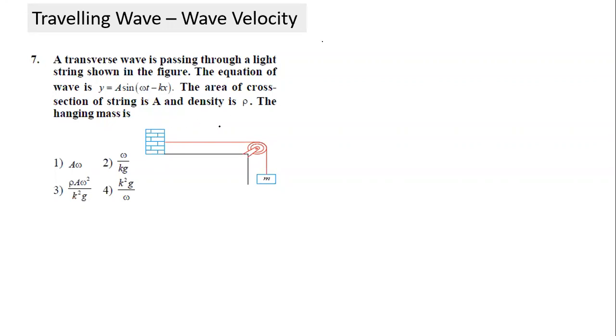Let's go through some applications of the same equation. What is the hanging mass? The equation is given; just read through it, it's a pretty simple question. What are the things we know? Density is given, area of cross section is given, and the hanging mass has to be found. If the mass is m, the tension in the string is equal to mg.